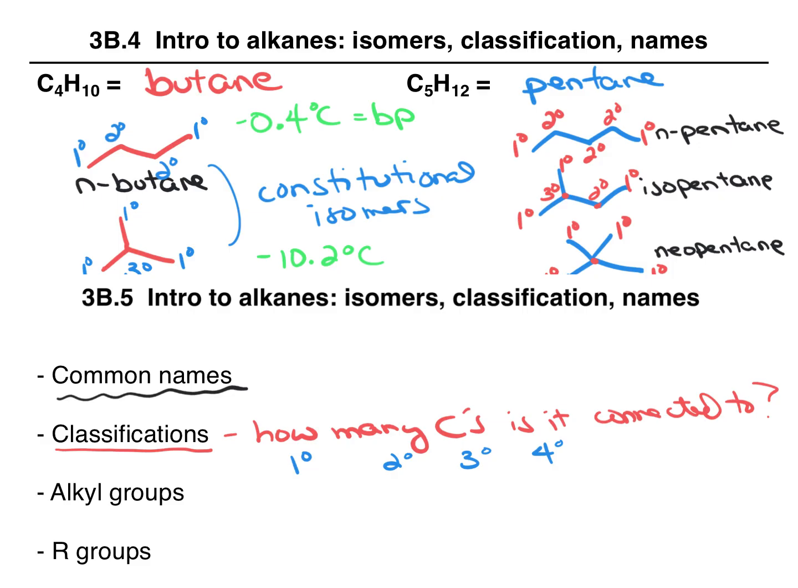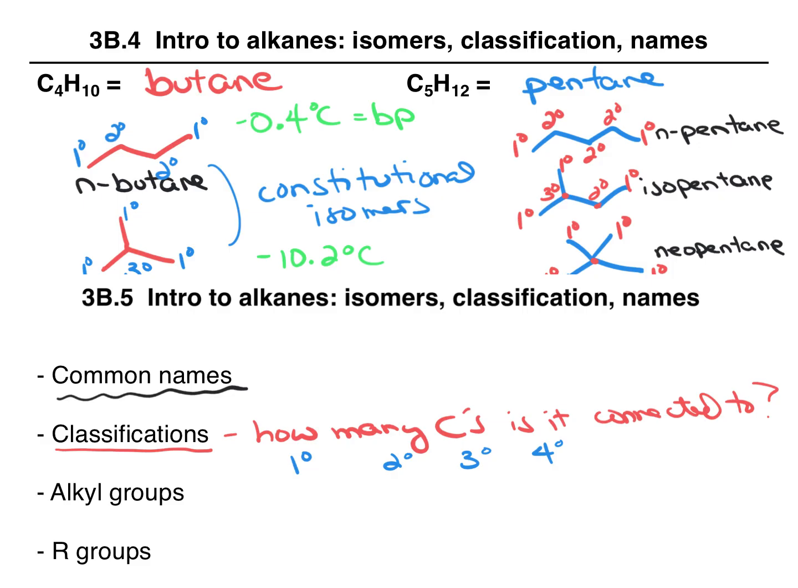Being able to classify carbons becomes important as we start to think about reactivity. We're going to find that functional groups connected to primary versus secondary versus tertiary carbons are going to react differently. They will react at a different rate, and in some cases, they react by a different mechanism.